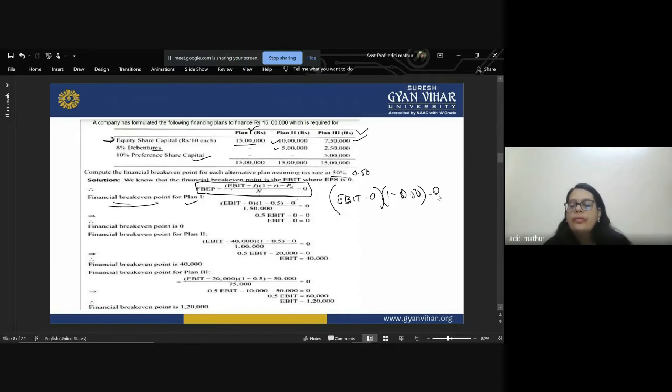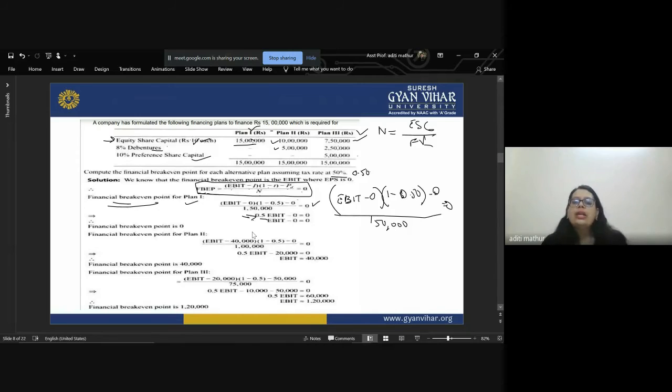We don't have any preference dividend, which is also minus 0, divided by n. So now we have to calculate n, and I have told you in our previous question how to calculate n. That is your equity share capital amount divided by the face value, that is 10 for this question. So 15 lakh divided by 10, that is 1,50,000 shares, right?